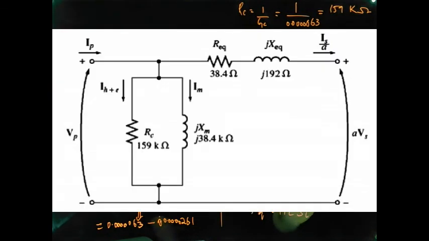So now we have found out RC and XM, and we have found out R equivalent and X equivalent. If we do not know the turns ratio in this case, we cannot comment upon that, but we can find out the approximate equivalent circuit of this transformer, and this here represents the approximate equivalent circuit of this transformer.